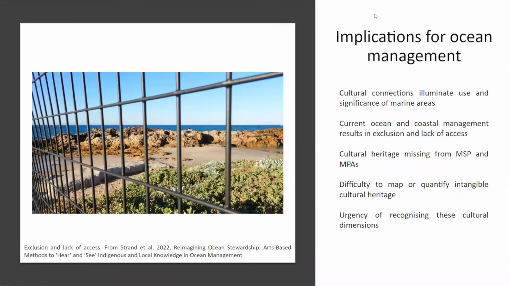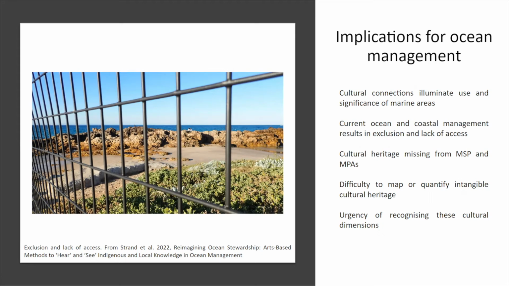So some of the implications for ocean management, specifically in South Africa, are that, like I said, these cultural connections really illuminate people's interactions with the ocean and coast. So they give a better understanding of how people use and want to use the ocean and coast. And despite these really strong connections, there's continued exclusion and lack of access for people.